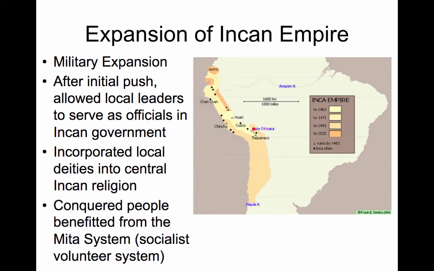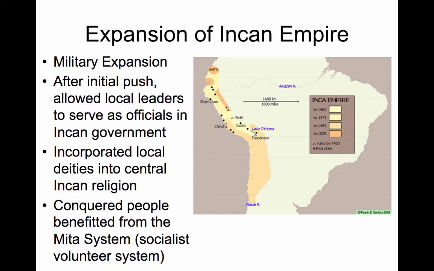But initially, yes, the Inca do begin to expand through their military. So they start here in Cusco and they began to move outwards. After that initial push, one of the ways in which they made people psyched to be part of the empire is that they allowed the local leaders to serve in the government. So they didn't oust all the leaders that they conquered. They essentially made them promise to be loyal to the Inca government, and then they let them keep their jobs.